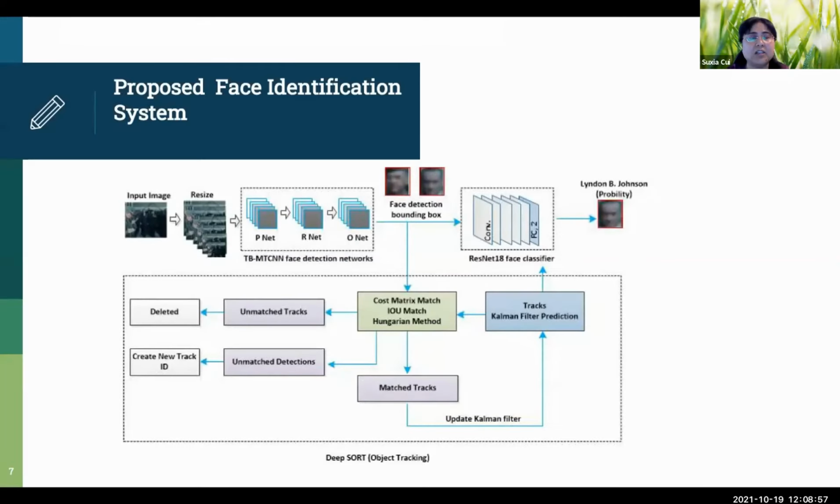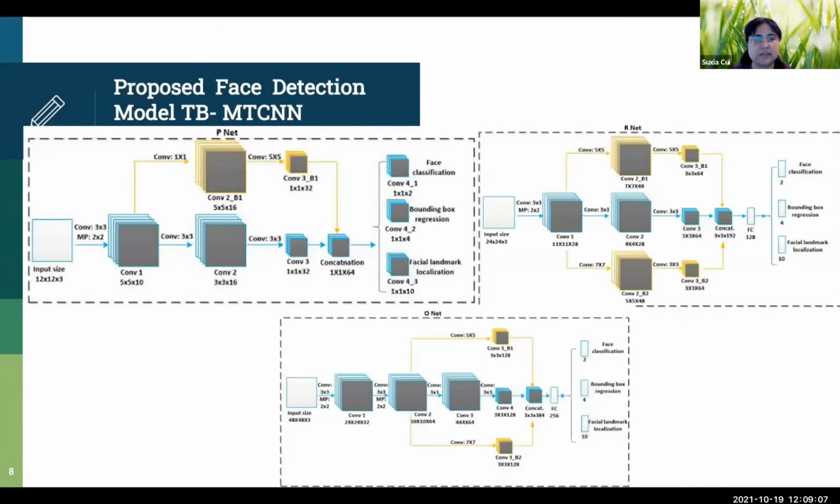These slides show the system diagram. Specifically, the TB-MTCNN model consists of three subnets. Let me go to the next slide first. This is the majority of the contribution of our research. Those three subnets we call PNet, RNet, and ONet.